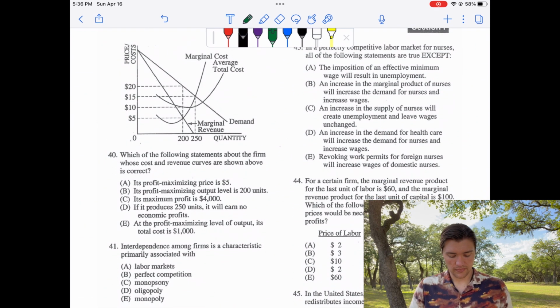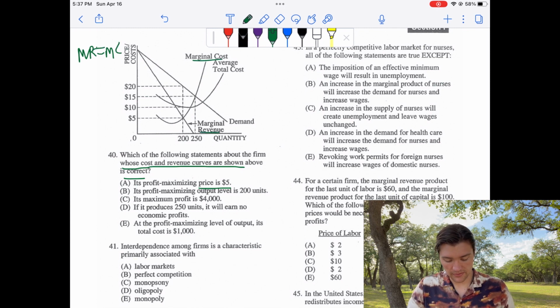All right, last one here. Number 40. Which of the following statements about the firms whose cost and revenue curves are shown above is correct? Are you profit maximizing at a price of 5? Well, let's figure out your profit max, which is MR equals MC. That happens where MC is equal to MR. This is your quantity. How do you find price? You go up to the demand curve, and that's 20. So is your price 5? No, your price is 20.